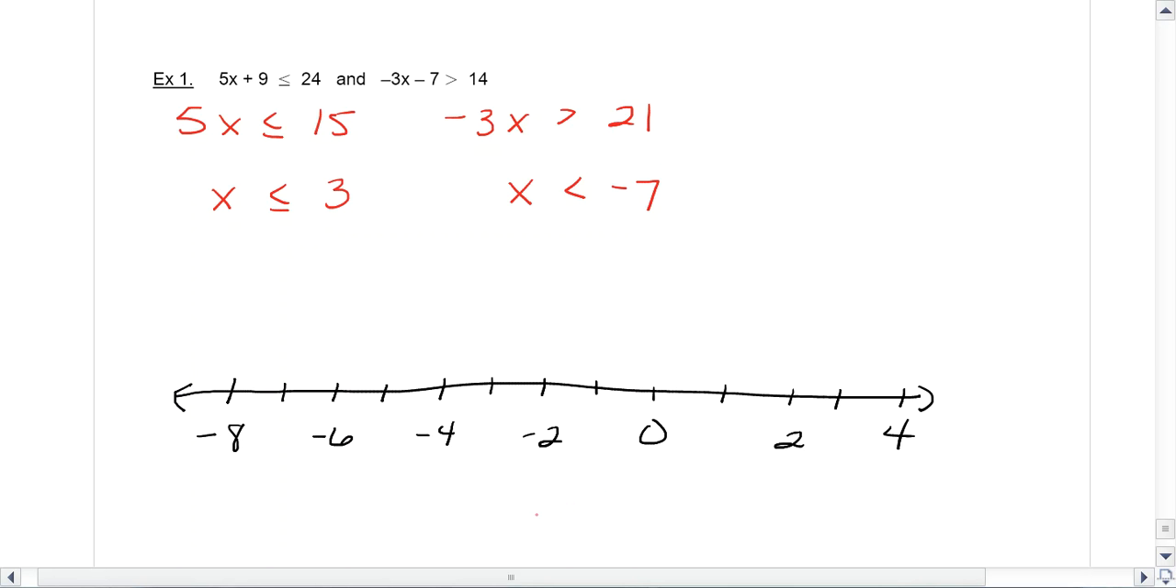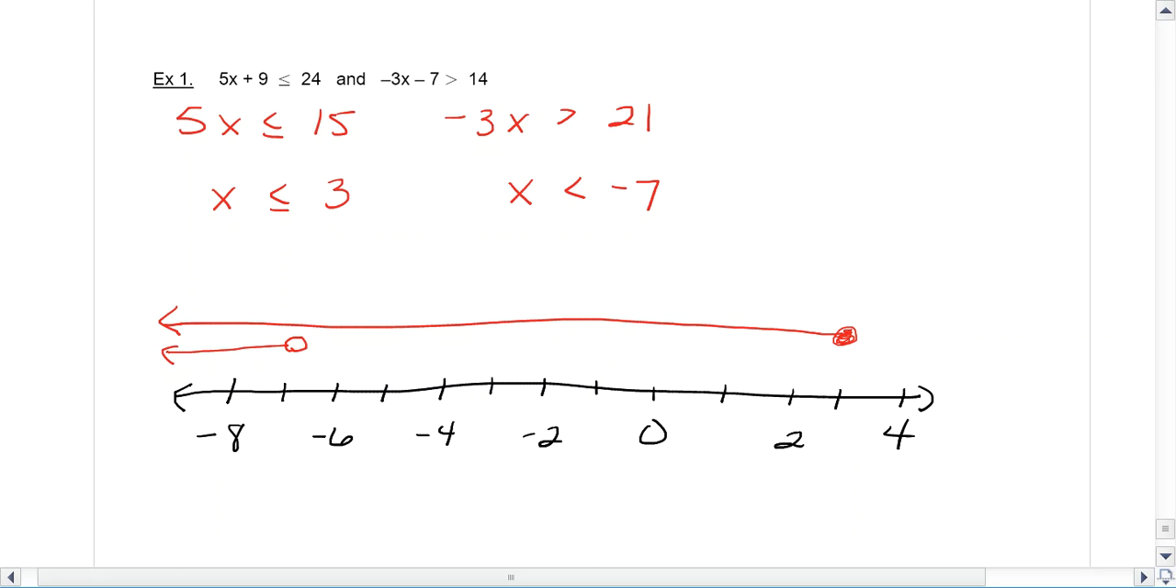So let's graph the first one of x being less than or equal to 3. Since this is a less than or equal to sign, recall we need a closed circle. So we're going to come over here to a positive 3 and put a closed circle. And then to represent everything less than that, the arrow would go in the negative direction. Now to graph x is less than negative 7, go here to negative 7. It does not include negative 7, so that means an open circle. And again, going off in the negative direction.